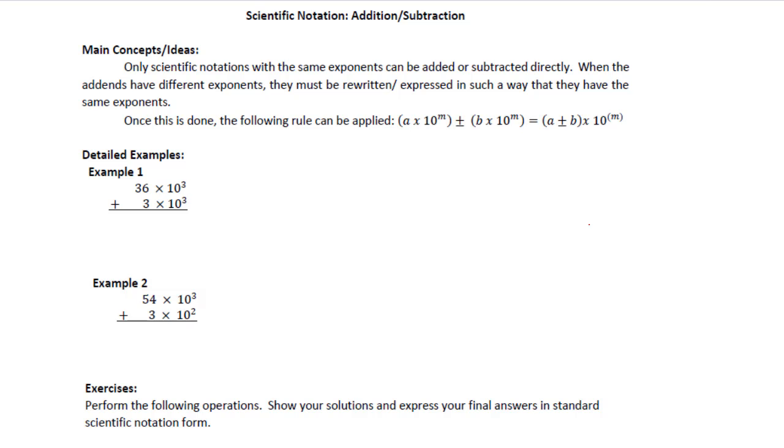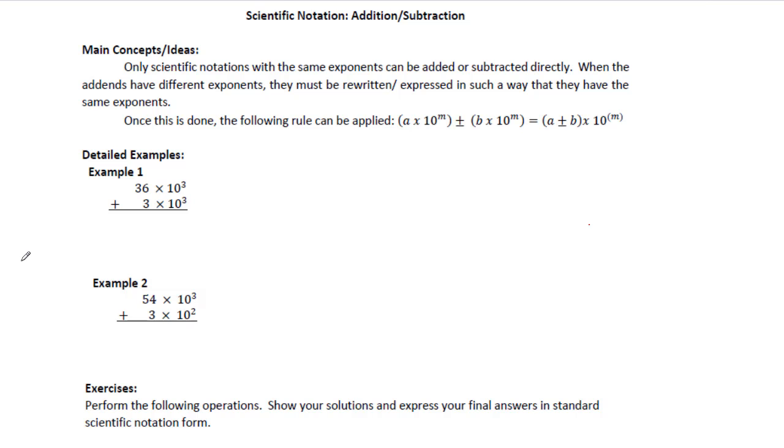Welcome back. In this video, I'm gonna discuss this worksheet entitled Scientific Notation, Addition and Subtraction. So how do we add and subtract numbers that are expressed in scientific notation? Let us take a look at this example here. What if we have 36 times 10 to the 3 plus 3 times 10 to the 3?